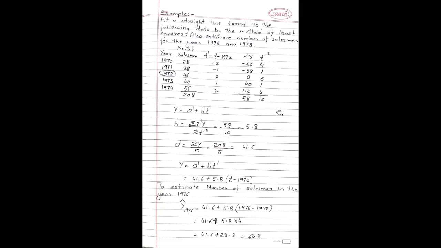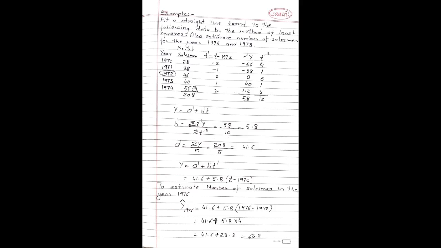See the next example. Fit a straight line trend to the following data by the method of least squares. Also estimate number of salesmen for the year 1976 and 1978. So year 1970, number of salesmen are 28. For year 1971, the number becomes 38. For 1972, the number of salesmen are 46. For 1973, the value is 40. And for 1974, the value is 56.